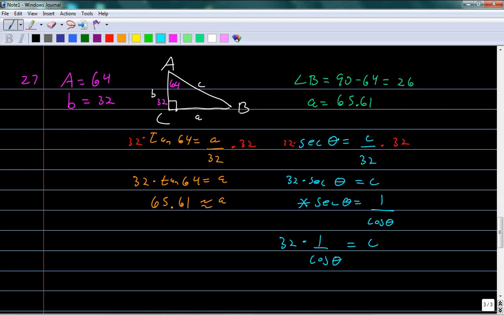Now, I made another small mistake here. I have all my angle measures as theta, and really my angle measures we already know are 64. So these should all be 64.